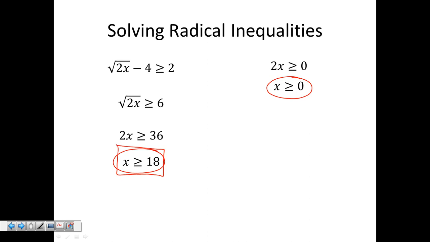But don't forget to always take what's under your square root and make sure you create a new inequality where that stuff is greater than or equal to 0.